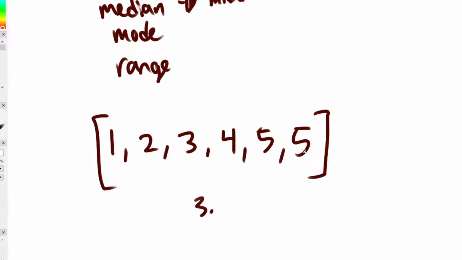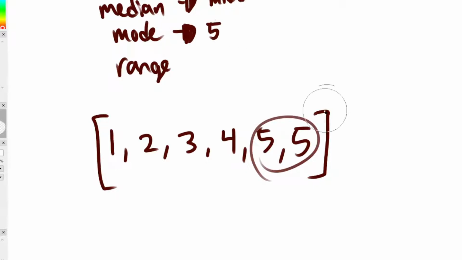The mode is any numbers that repeat. So in this example, we have 2 5s, so our mode would be 5. You can have more than one mode. So if you had an extra 3, you could have a bimodal set, with 2 5s and 2 3s. This is unimodal when there's only one mode, bimodal when there's 2, multimodal when there's more than 2, and then there's sometimes no mode. So if there was no 5 here, then there would be no mode.